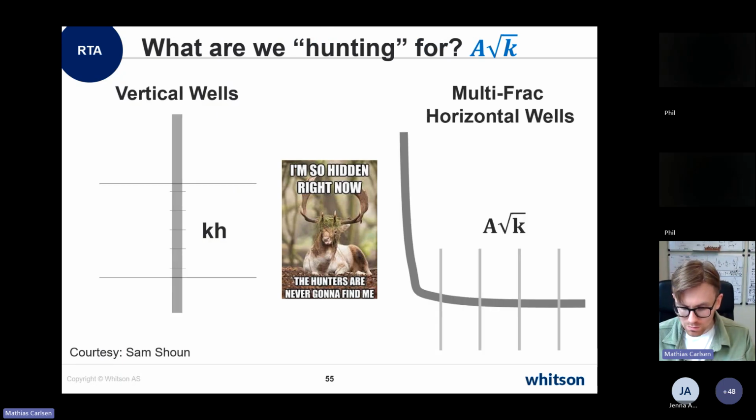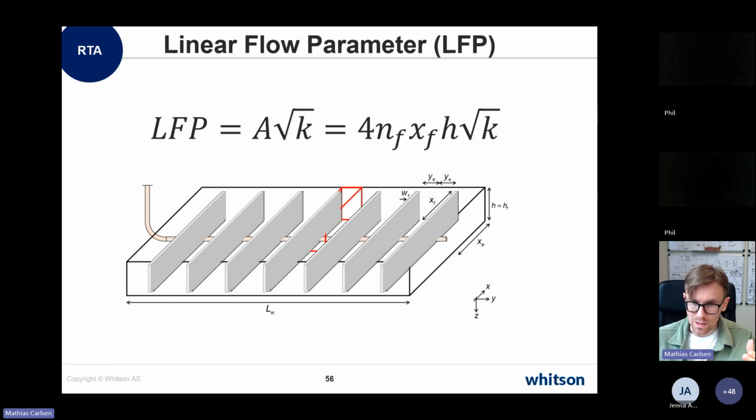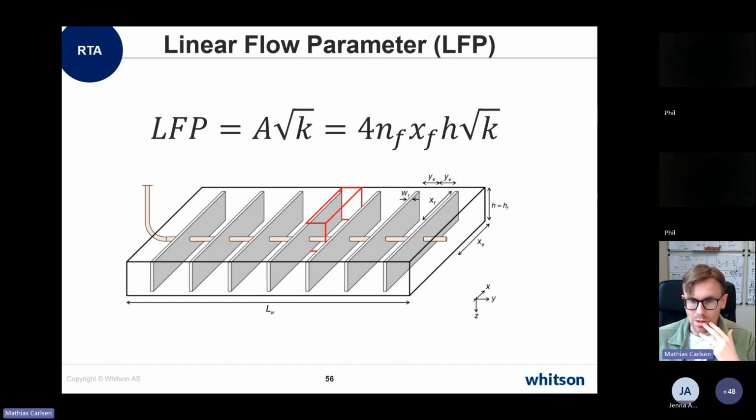So that's, if you want, kind of an intuitive way of thinking about it. The conventional way of defining the A root K, or the so-called LFP, would be this equation right here. It will be 4 times the number of fractures times the fracture half length times the H. So it will be basically this, if you see that with animation there, whatever the surface area is here.